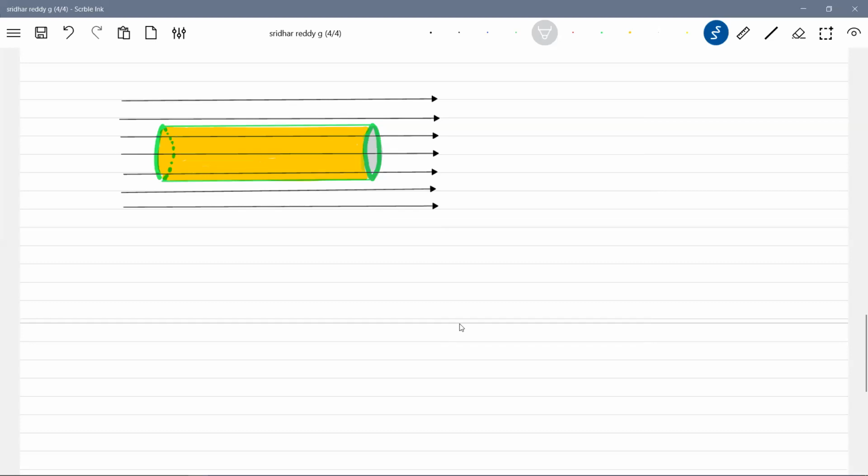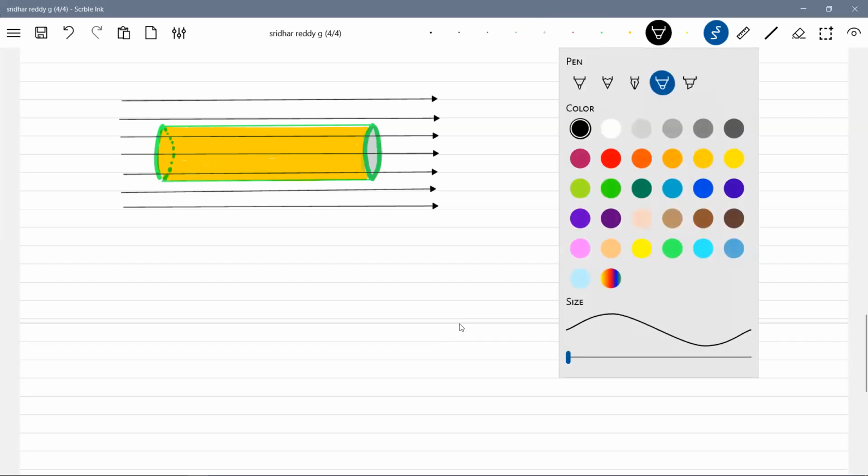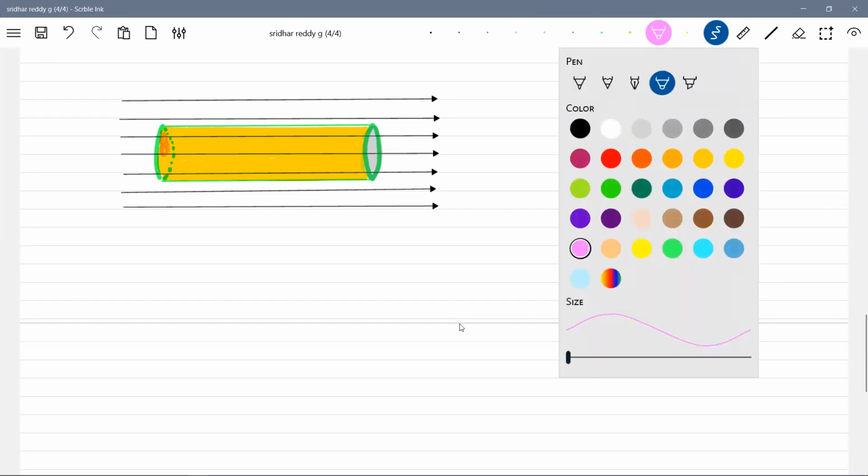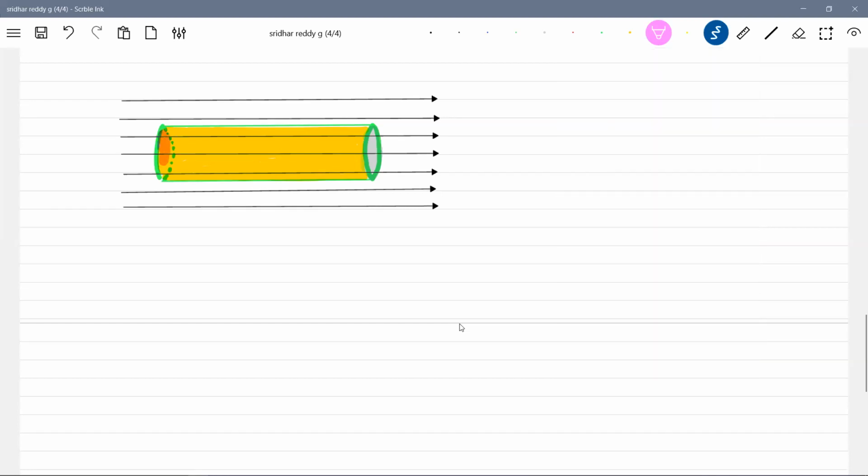Okay, are you seeing now? So altogether we do have, I have to shade one more. Which color? Pink color, we'll take it. Now, are you seeing this? So altogether, 3 surfaces are there. Let's get into the thing now.